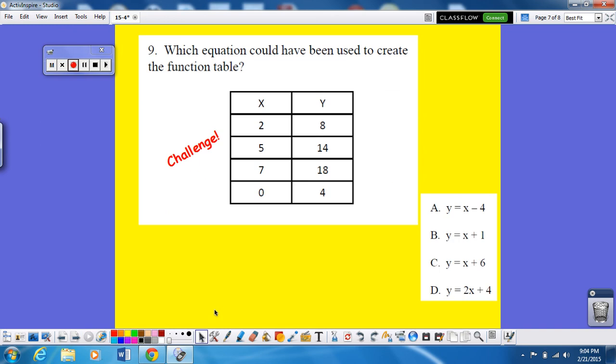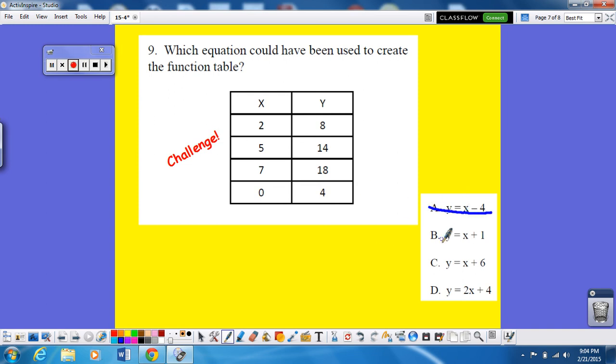Now, this one's a little more of a challenge. Which equation could have been used to create the function table? And here are your choices. A, y equals x minus 4. So 8 equals 2 minus 4. That wouldn't work. 2 minus 4 would give you a negative number. So we know A is out.